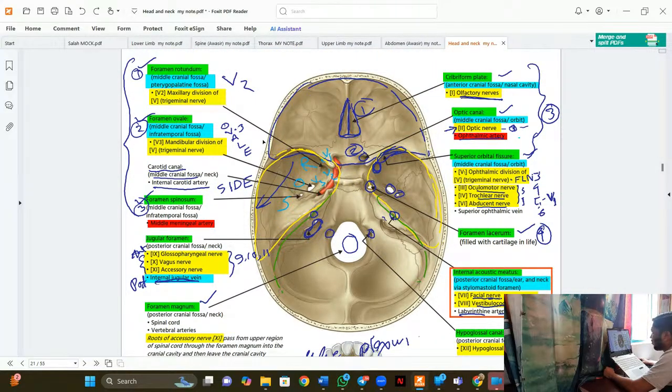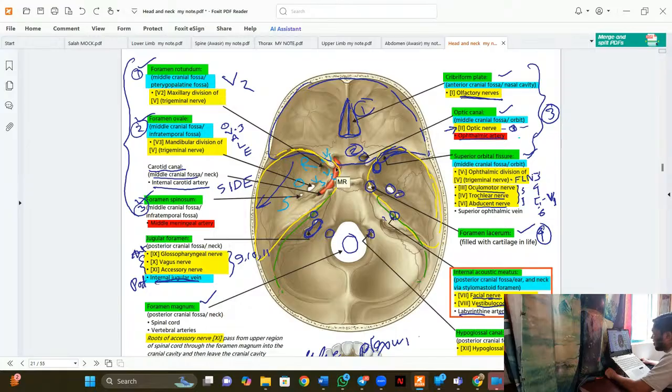So we have foramen rotundum, foramen ovale, and foramen spinosum. Through foramen spinosum, we have the middle meningeal artery and the meningeal branch of the mandibular nerve. Middle cranial fossa finish, and this is carotid canal.